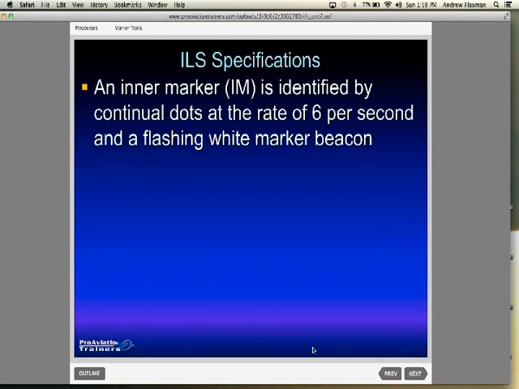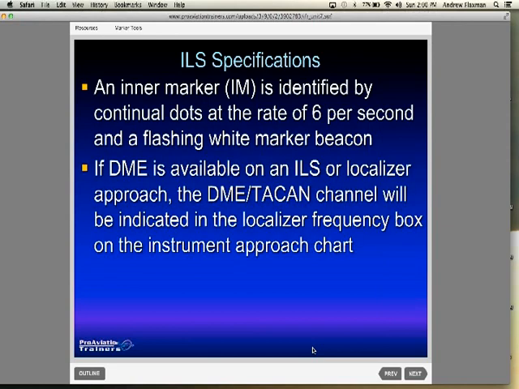An inner marker is identified by continual dots at the rate of 6 per second and a flashing white marker beacon. If a DME is available on an ILS localizer approach, the DME TACAN channel will be indicated in the localizer frequency box on the instrument approach chart. So it's just good to know if you have DME on that approach or not.